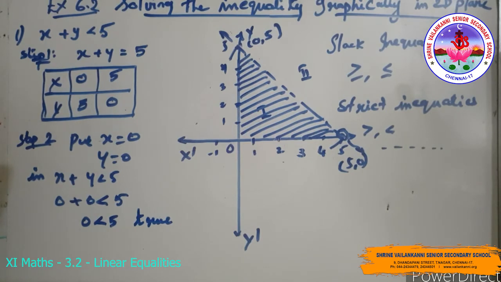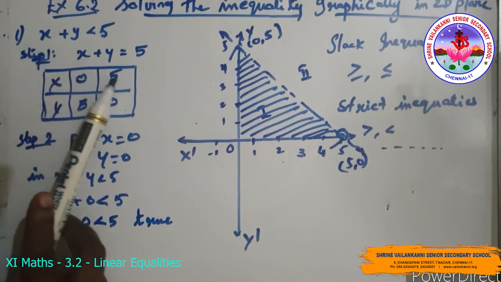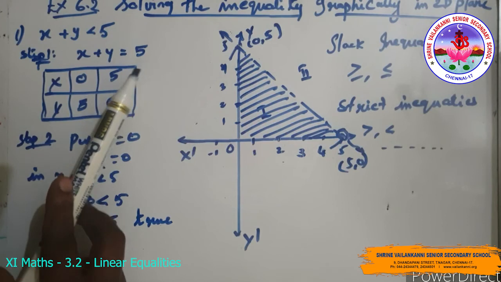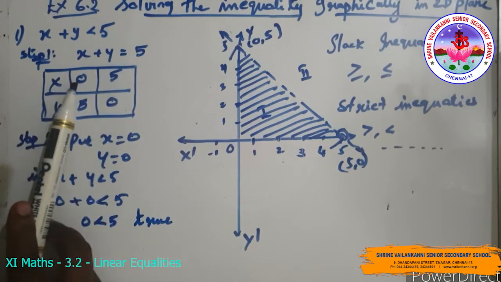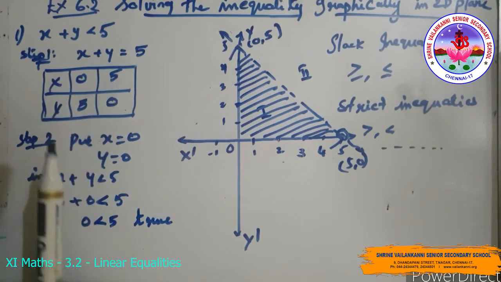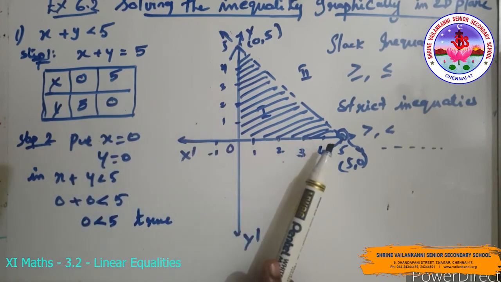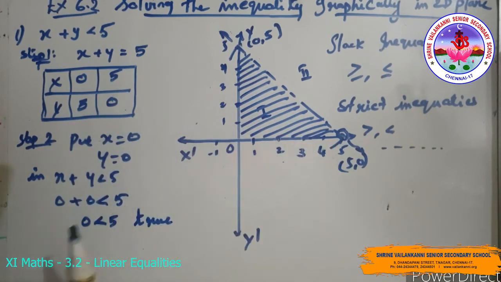Excluding the points on the line. Hence, the shaded region shows the graphical solutions of the given inequality. So, first step is writing an inequality x plus y equal to 5. Then take the point x as 0, getting the value of y, and put y equal to 0, getting the value of x. So, plotting these 2 points in a graph, we have to determine whether the point satisfies the given inequality or not.